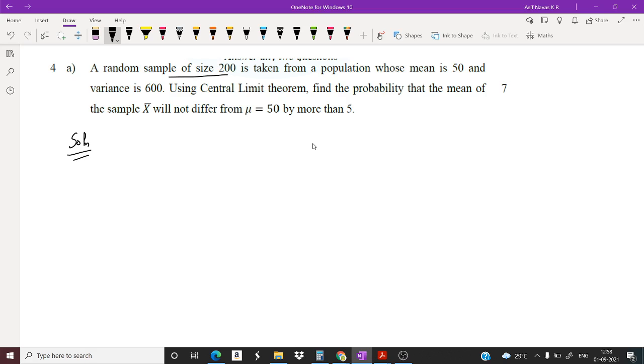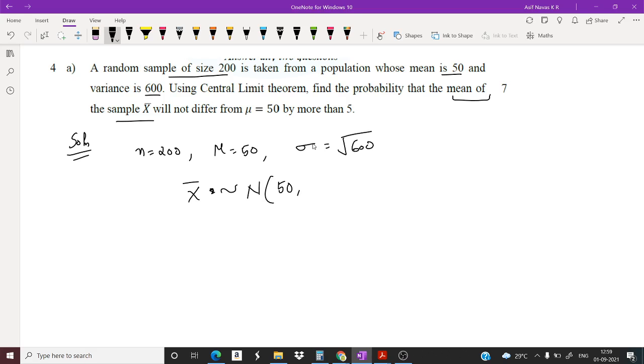So we have given sample size n equal to 200, and the mean is mu equal to 50, standard deviation sigma is root 600. We have to calculate the sample mean x bar. We know that x bar follows normal with mu 50 and sigma by root n, so that is root 600 divided by root 50.